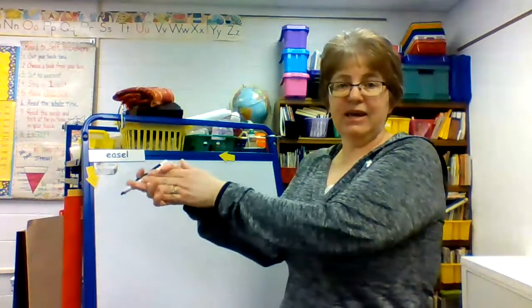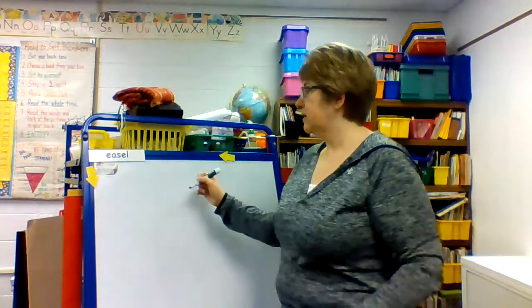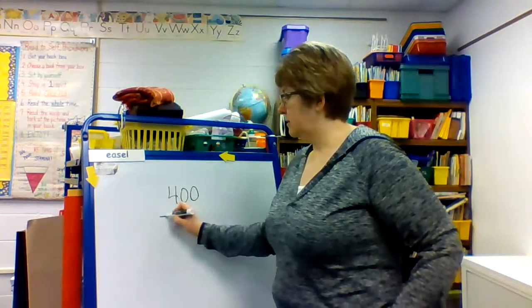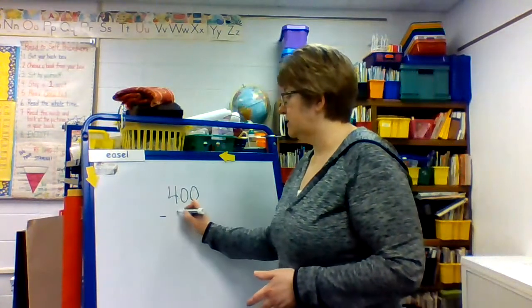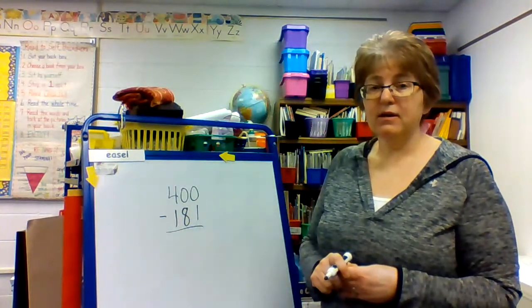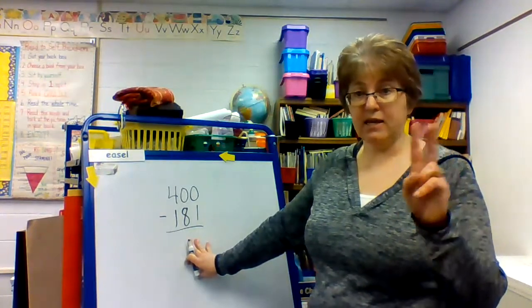All right. So he scored some points one year. He scored some the next year. And he had a total of 400 points. We want to know how many he scored that second year. We don't know that. We know how many he scored the first year, but not the second. But we know he scored a total of 400 points. Now I'm going to take away the points he scored the first year, which was 181. And that will tell me how many points he scored the second year.